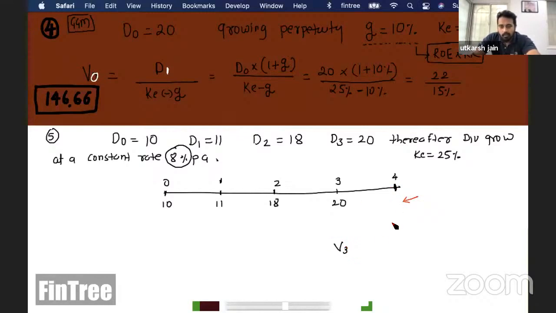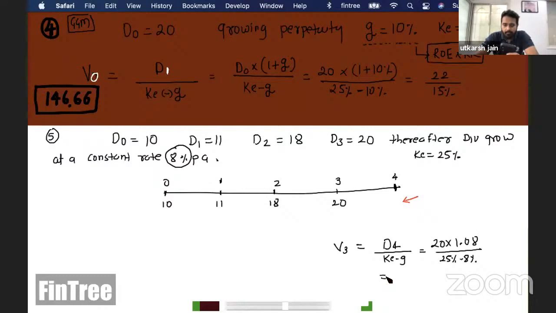So valuation of year 3 is going to be equal to dividend of year 4 divided by K minus G. Like how I did it: dividend of year 1, valuation of year 0; dividend of year 4, valuation of year 3. Hopefully this is making sense. Now, dividend of year 4, how will I get that? It is 20, which is dividend of year 3, multiplied with 1 plus growth rate of 8 percent, so 1.08, divided by 25 percent minus 8 percent. Can you please help me do the math and tell me what number that is?